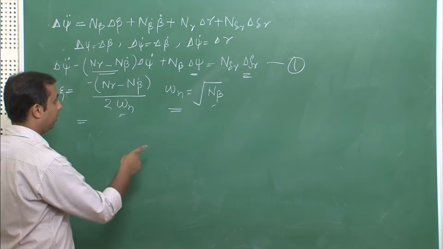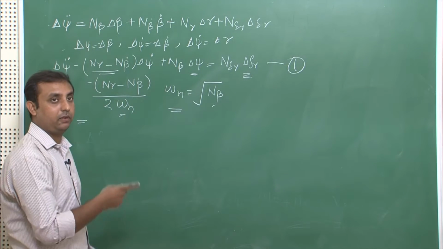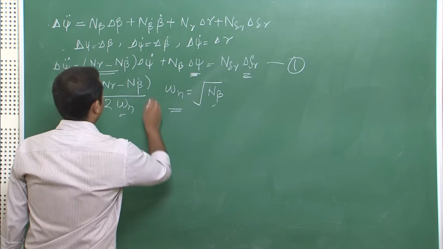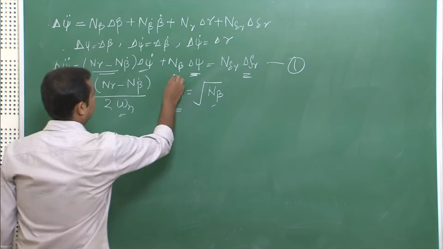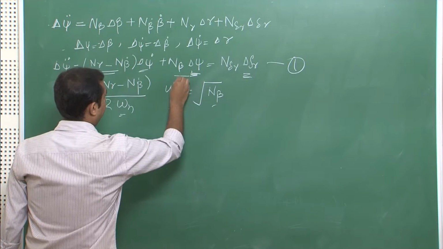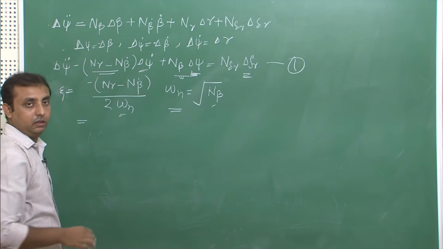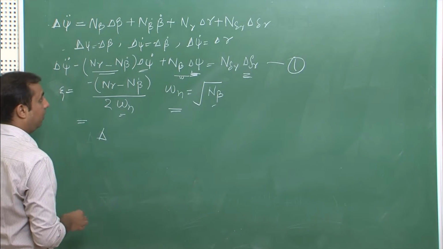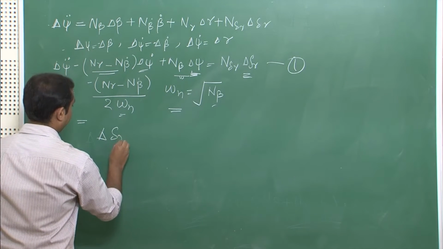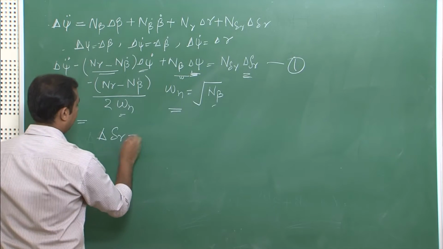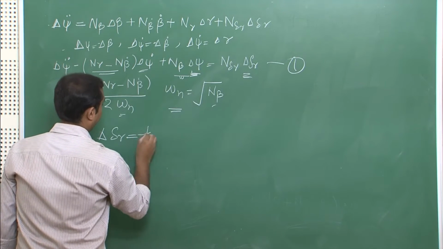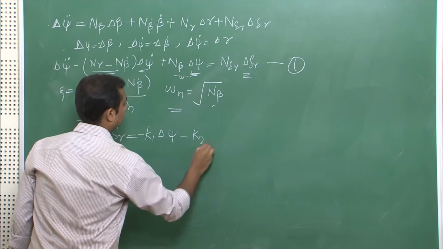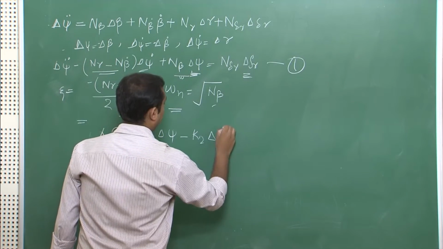I will be taking your input signal, that is rudder deflection, with respect to your state variables delta psi and delta psi dot, because this will be with effect to your natural frequency and this part will be for changing your zeta. So the new value of your rudder deflection in terms of state variables will be delta r equals to minus k1 delta psi minus k2 delta psi dot.